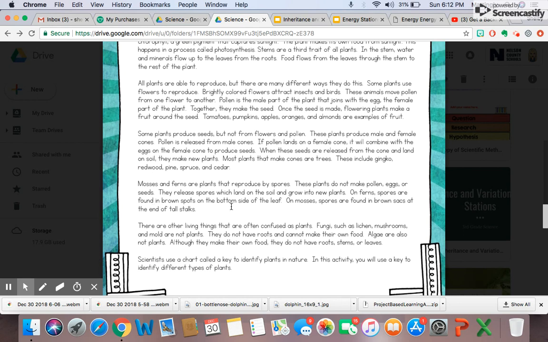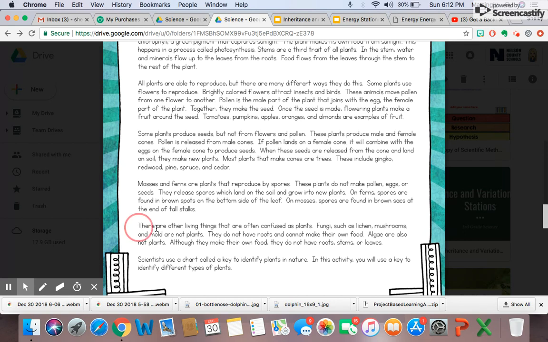Mosses and ferns are plants that reproduce by spores. These plants do not make pollen, eggs, or seeds. They release spores, which land on the soil and grow into new plants. On ferns, spores are found in brown spots on the bottom side of the leaf. On mosses, spores are found in brown sacs at the end of tall stalks.